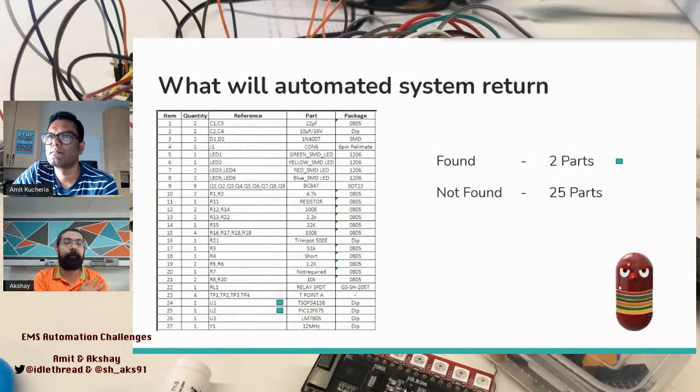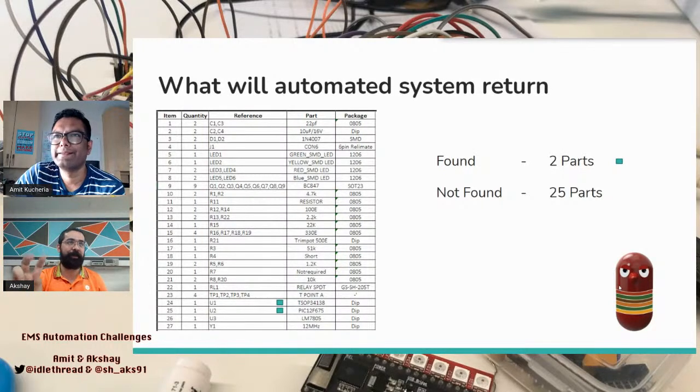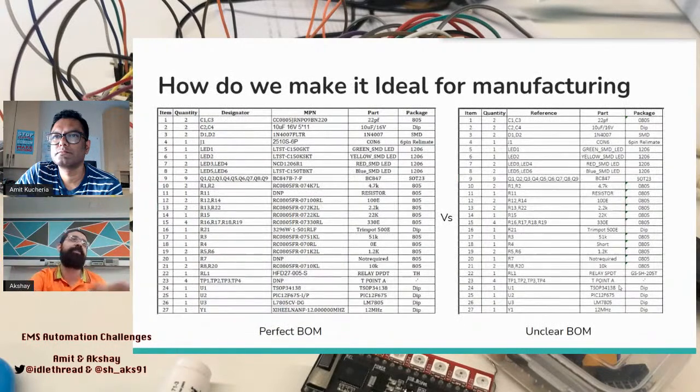Let's look at what reply we get from an automated system. Out of a list of 27, we are only able to find two through the automated system. The other 25 parts need clarification. There is something or the other which is missing. So in the next, let's look at how this should really look.